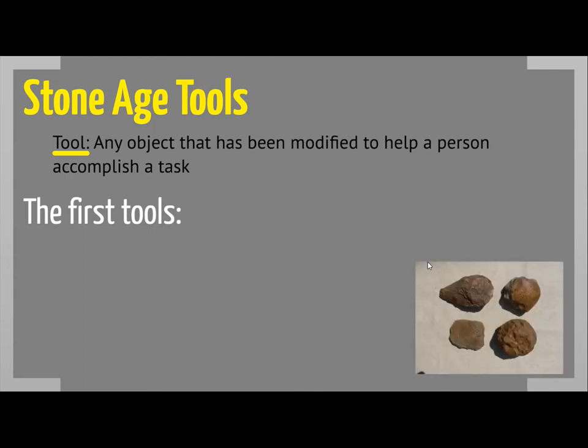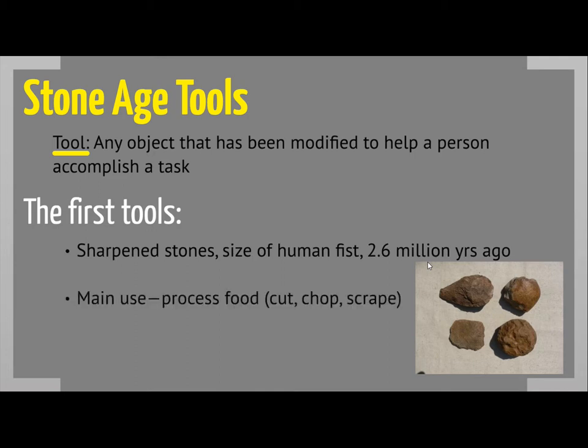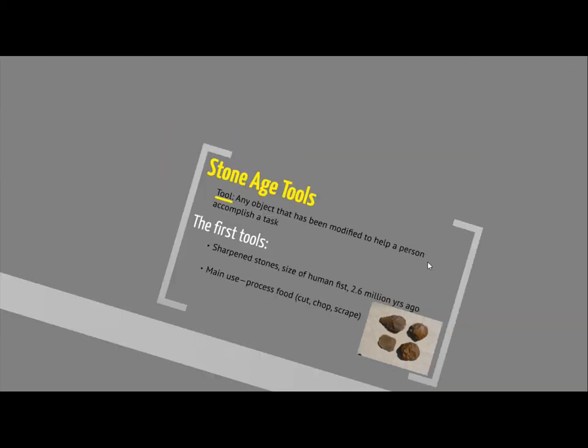Stone tools. So during the Paleolithic era, also known as the Old Stone Age, they used stone tools. Tools are any object that has been modified to help a person accomplish a task. The first tools were sharpened stones, approximately the size of the human fist, about 2.6 million years ago. Their main use was for processing food, so cutting, chopping, and scraping.